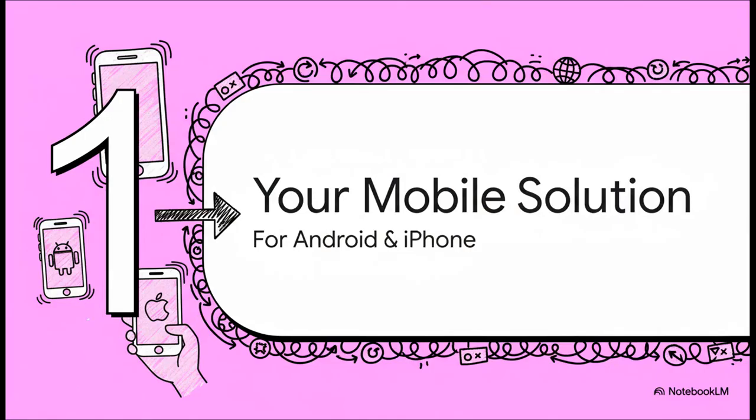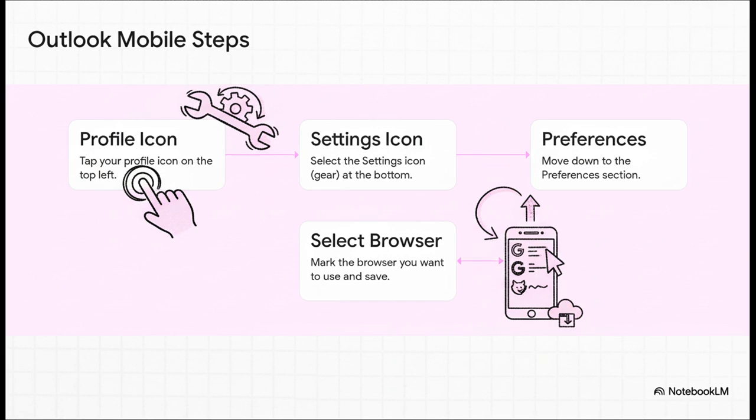Okay, first up, let's get your phone sorted out. And here's the best part. It doesn't matter if you're on Android or an iPhone. The fix inside the Outlook mobile app is exactly the same for both. Super simple. Seriously, this couldn't be easier. Just open up the Outlook app. In the top left, tap your little profile icon, then hit that Settings gear. Now just scroll down a bit to the section called Preferences, tap on Open Links With, and there you go. Pick the browser you actually want to use.